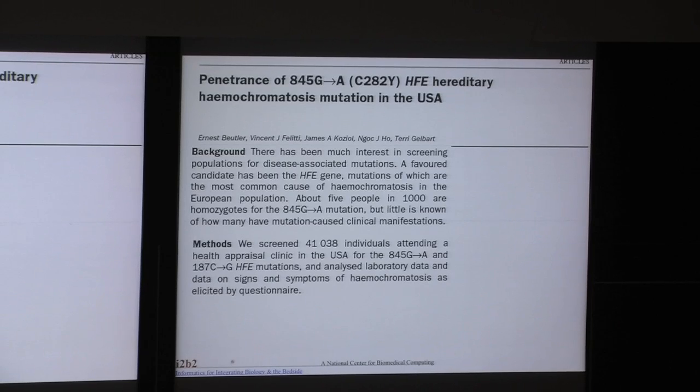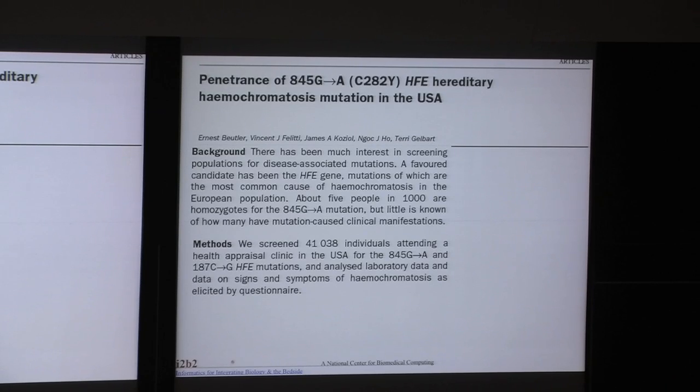some very smart people decided to sequentially genotype 41,000 individuals for those mutations found in the hereditary hemochromatosis clinic, a set of variants that are textbook highly penetrant mutations. And guess what they found?